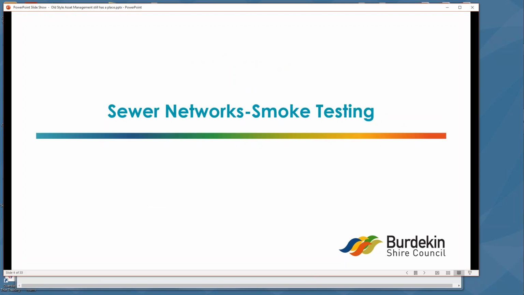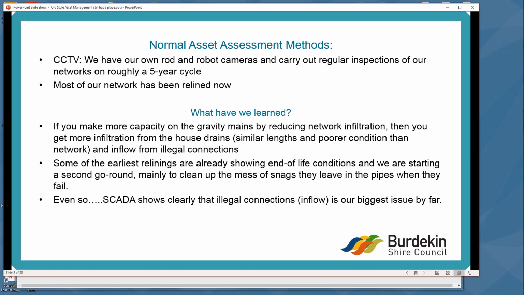The first area I talk about is sewer networks, and particularly smoke testing. We use the normal asset assessment methods for sewers. We have our own CCTV. We have a rod camera for small jobs, but we have a robot camera too. And we use that to carry out regular inspections of our networks, which we try and do on a roughly 5-year cycle. And in fact, we have relined nearly all of our networks now.